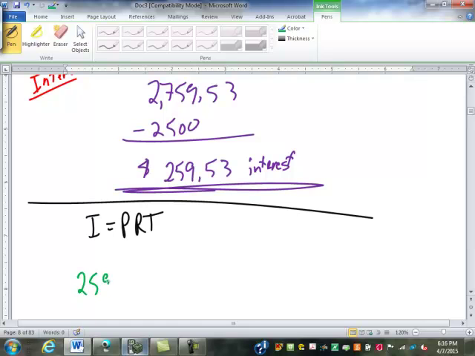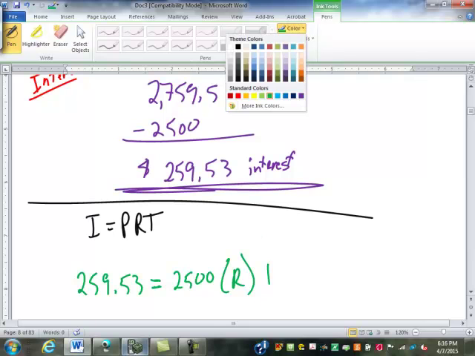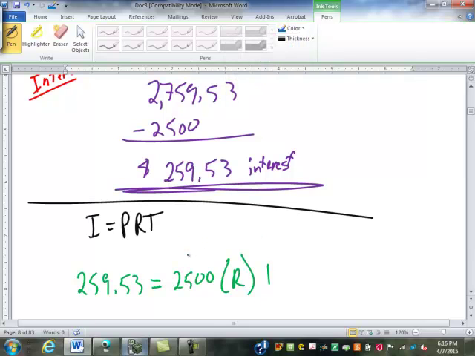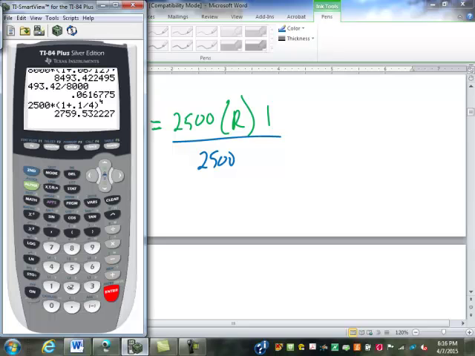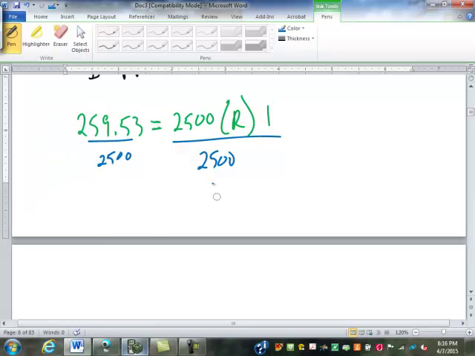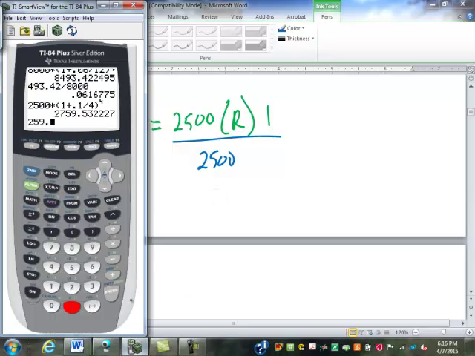So the interest is 259.53 equals the principal of 2,500 times our rate, which is what we're looking for, times our time of 1. Nope, 2,500 was the original amount. Always back to the original, the present value. So this is just going to be 259.53 divided by 2,500. When doing effective rate, is it always going to be 1 there? Not always. I'm going to show you an example. If it's less than a year, then it won't be a 1 there.